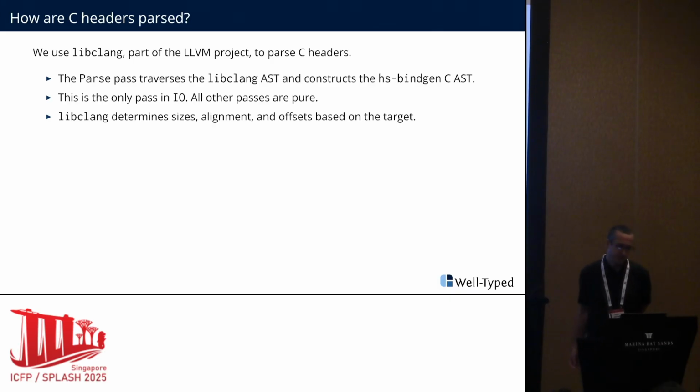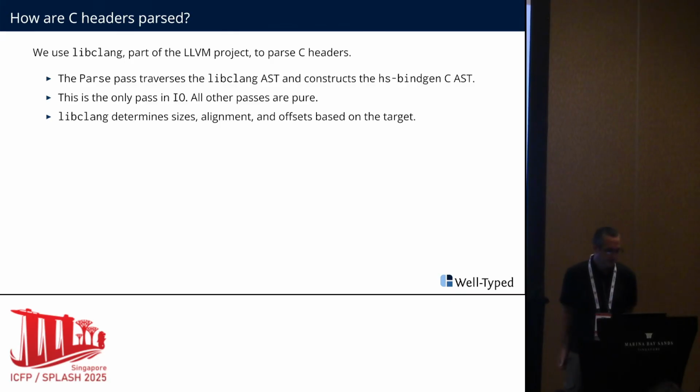So first, the big question is, how are the C headers parsed? We use libclang, which is part of the LLVM project, to parse the C headers. This library parses the C headers and exposes a libclang AST. So then we can traverse that AST and create our own internal hs-bindgen C AST. One interesting thing to note is that this is the only pass that is using I/O. All the other passes are pure. So we have to use libclang to create the initial AST, and then we have pure passes that can iteratively refine that AST and generate code.